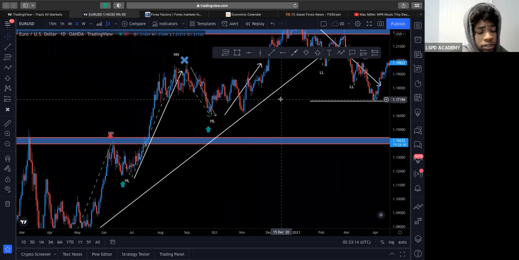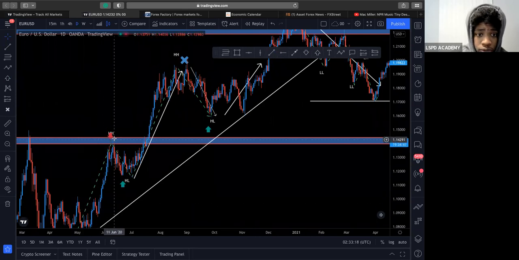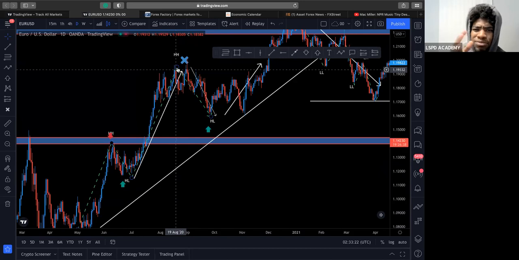And some people they like to trade it both ways. So they'll trade this, boom, sell here, and then buy here. But you know what I'm saying? That's just too much in and out. I don't feel like doing all that shit.